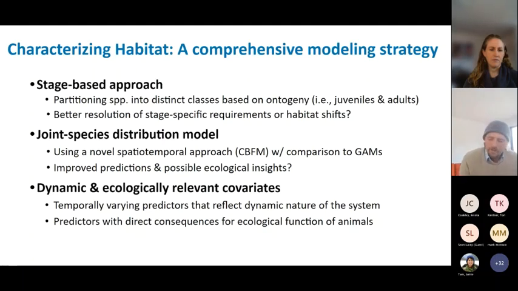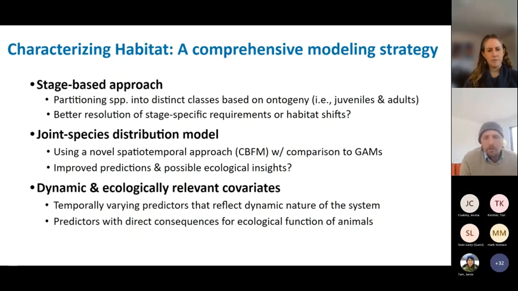When you predict from these models, especially if you're looking at community level metrics like richness or diversity, your predictions take into account that residual covariance between species, which hopefully provides you with some more realistic predictions.